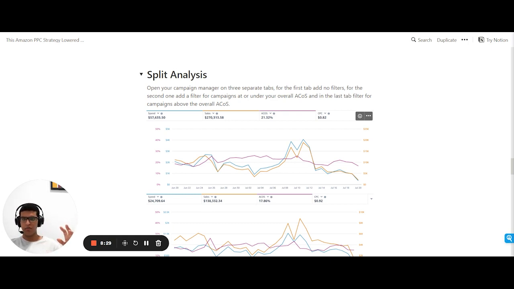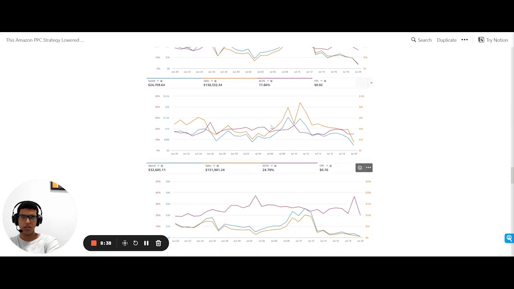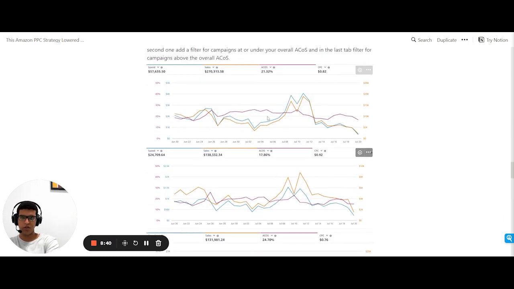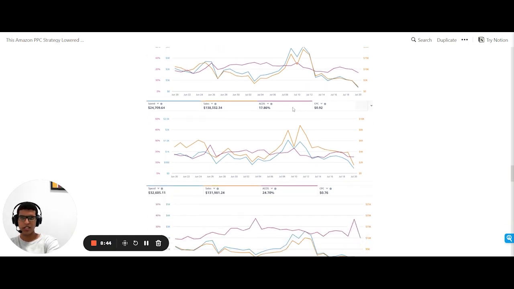Tab two is your campaigns with a filter for ACoS below the total account's ACoS. So in this case, it was ACoS under 21.3%. Then tab three was any campaign with an ACoS above 21.3%. So the first tab is just used as a benchmark. The second tab is used to show your good campaigns.